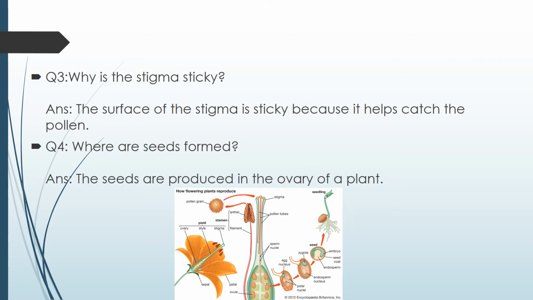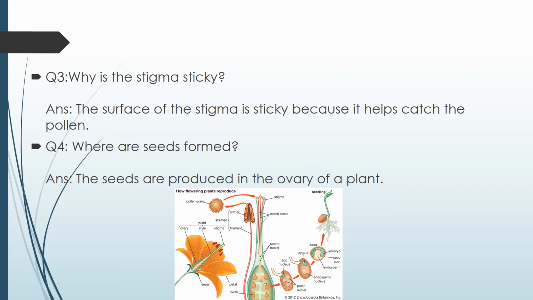Question number 3. Why is the stigma sticky? The surface of the stigma is sticky because it helps to catch the pollen. When the pollen comes from anther to stigma, the stigma can easily catch the pollen. That is why the surface of stigma is sticky.